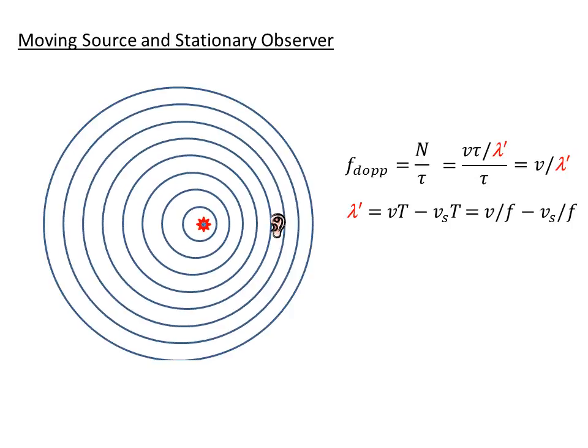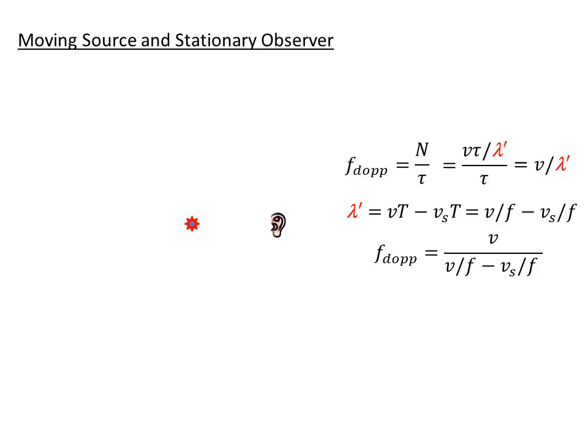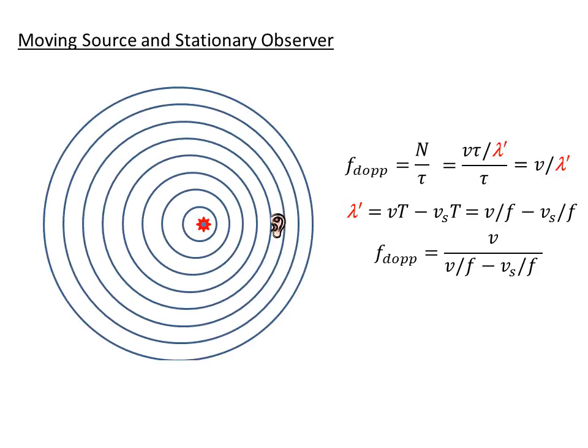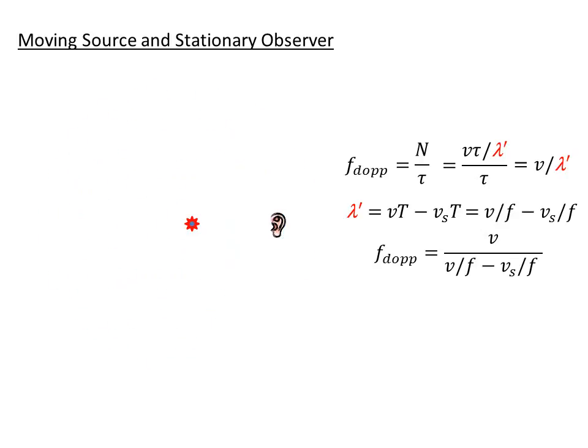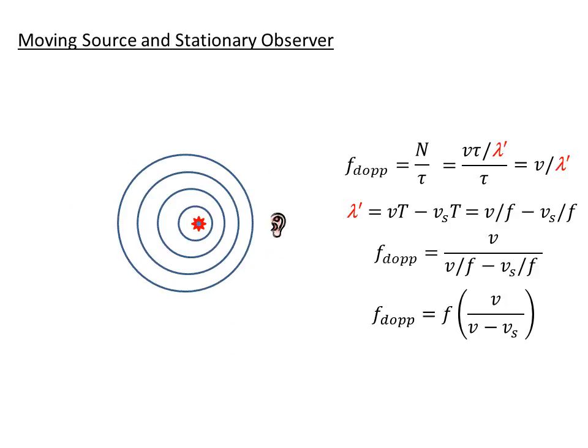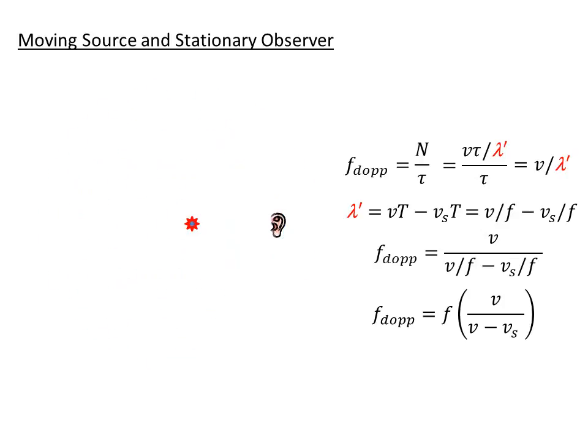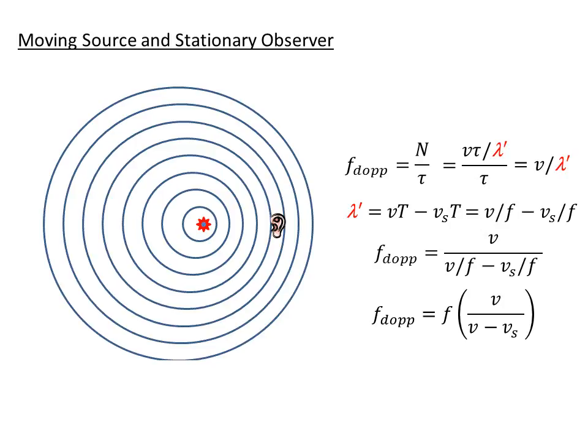The period is equal to 1 over f, so we can get back to the frequency this way, plugging it in. And f Doppler then, if we rearrange a bit, is equal to the velocity divided by the quantity of the velocity divided by the frequency minus the velocity of the source divided by the frequency. And rearranging yet again, we have f Doppler is equal to the frequency of the sound wave times the quantity of the velocity of the sound wave divided by the velocity minus the velocity of the source.